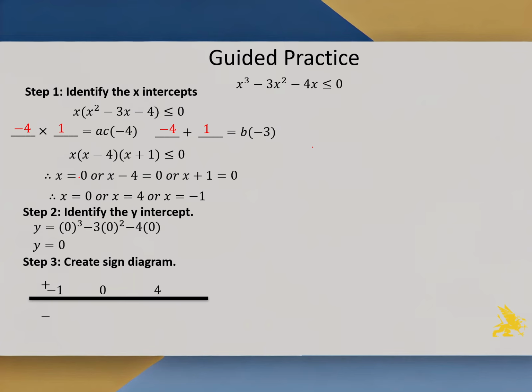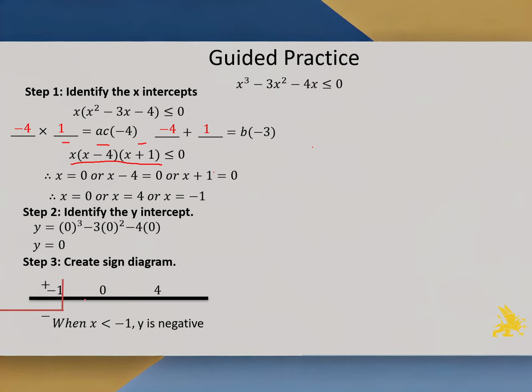We create the sign diagram based on our three x-intercepts of -1, 0, and 4, and we plug in a value. And we use this form right here. Let's look at -2. That means this is negative. If x is -2, -2 take away 4 is negative, and -2 plus 1 is negative. So straight away, that tells me I'm starting off with a negative.